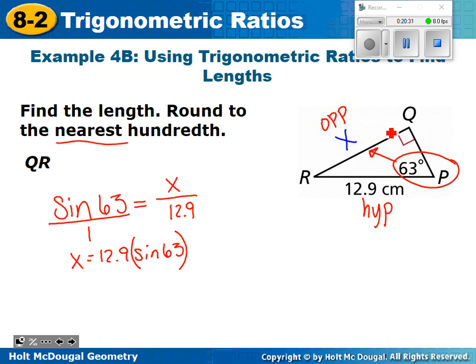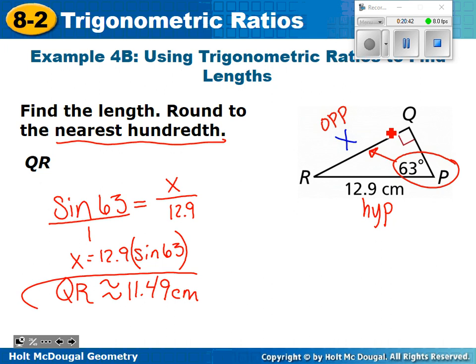Nearest hundredth, what do we get? So QR is approximately 11.49. What are my units? Centimeters. Good. I forgot it on the last one, so go back on the last one and put feet, I think it was. Put feet on your answer so you don't forget. Easy? It's not bad, right? Try the next one on your own with your partner.